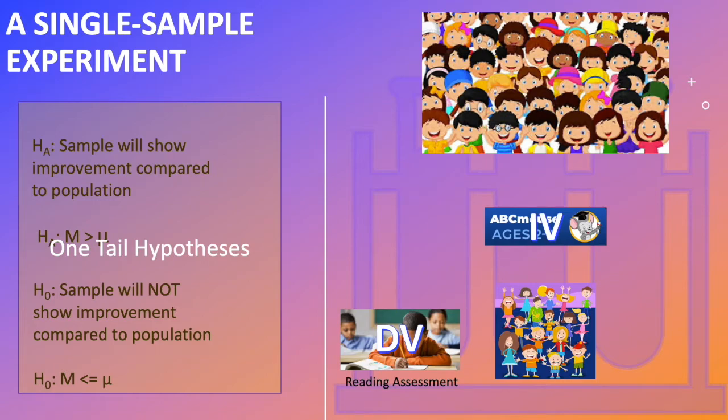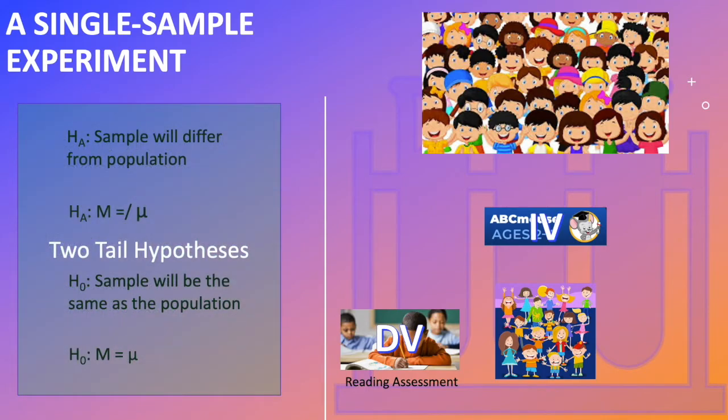So this was a real experiment, and this represents our example experiment here. Now, it's a one-tail hypothesis because we predicted direction. We could do it the other way. Take a look at this. In this case, the alternative hypothesis is simpler. The sample will differ from the population. The mean is not equal to mu. Our null hypothesis is also simpler. The sample will be the same as the population. The mean is equal to mu.